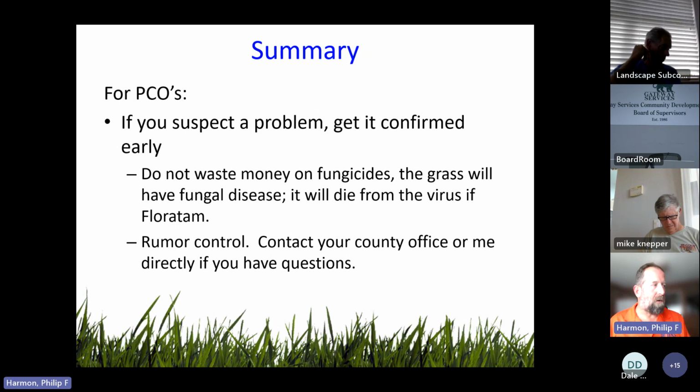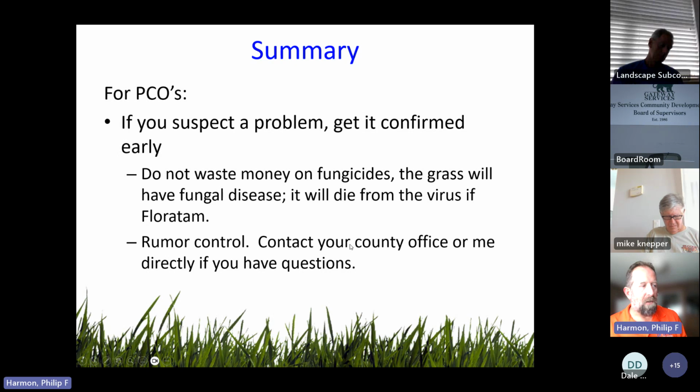So the other thing that we say for our folks, our pest control operators and our lawn maintenance folks, is if you suspect an LVM problem, get it confirmed early. We're here at UF and IFAS to help in that communication process of letting folks know this is a virus, it's a disease, it's something that has been occurring for a number of years, and now it is in your community. Don't waste money on fungicides or other inputs when these grasses become infected with the virus. Floratam lawns are going to die. Putting the fungicide on top, even though there may be a fungal disease in addition to the viral disease, will not help the lawn overall and will not prevent it from dying.